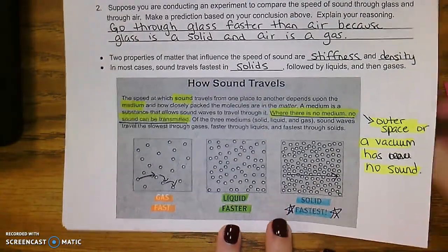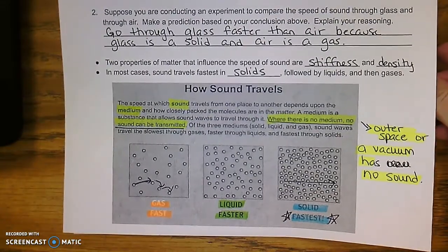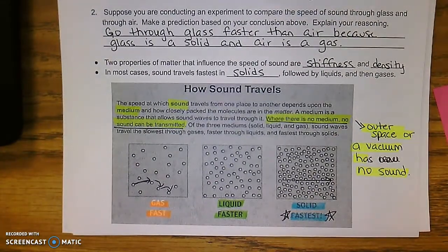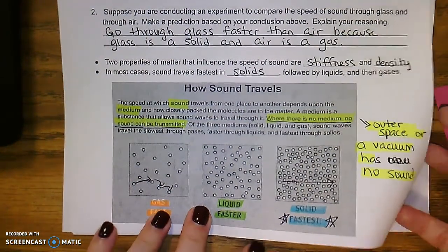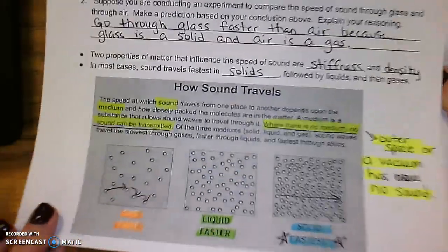It's legend that out west, if the train robbers wanted to know if the train was coming, they wouldn't put their ear out in the air and listen. They would put their ear down to the railroad tracks because they're solid and they could hear that way better if the train was coming through those solid railroad tracks.